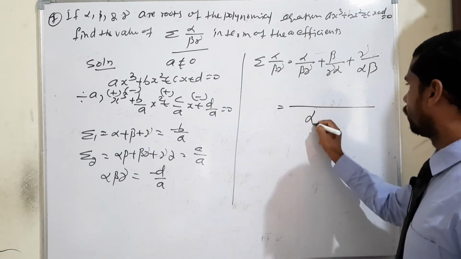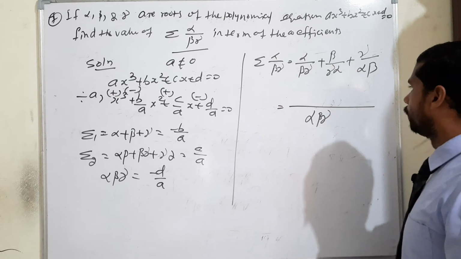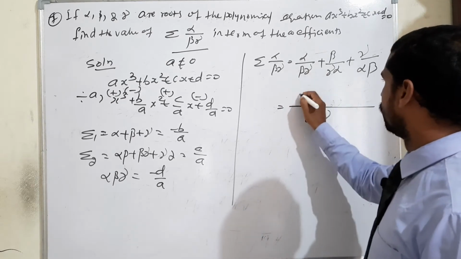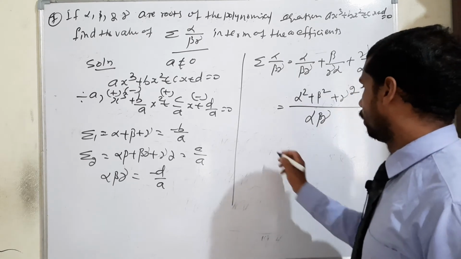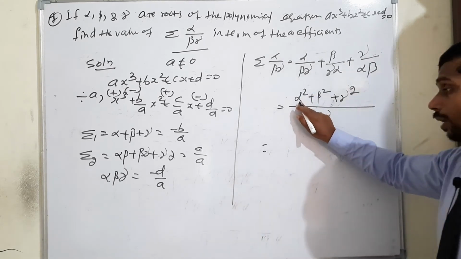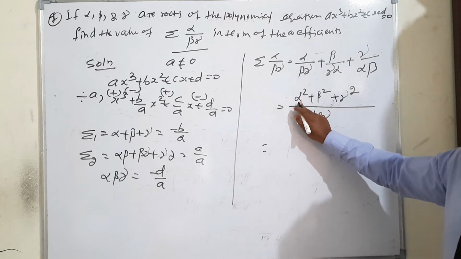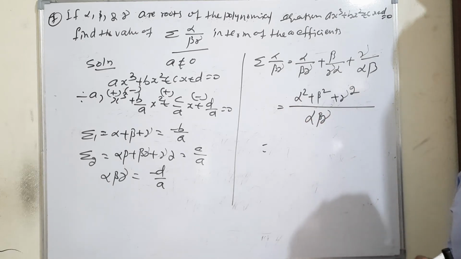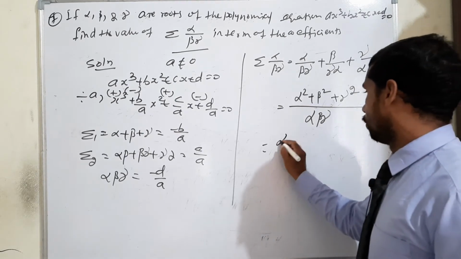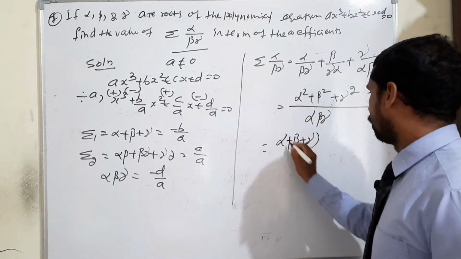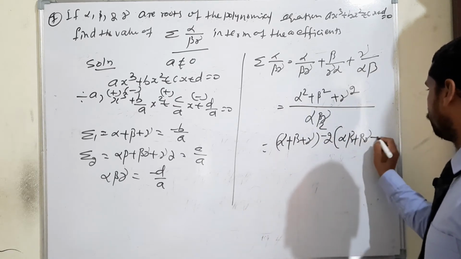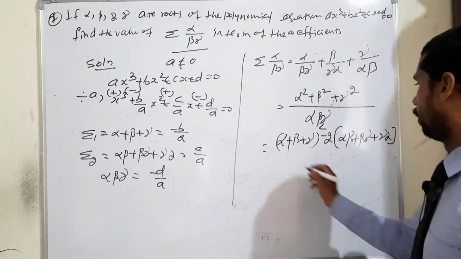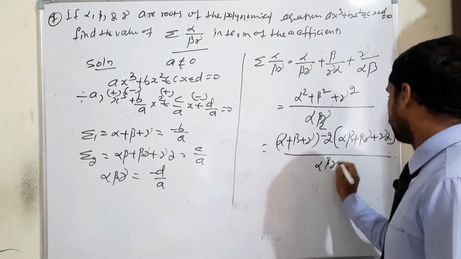Simplify now the denominator, alpha beta gamma. Numerator means alpha square plus beta square and gamma square. Now numerator, a square plus b square plus c square form, what do you have to do? a plus b plus c the whole square minus 2 of ab plus bc plus ca. So, alpha plus beta plus gamma the whole square minus 2 of alpha beta, then beta gamma, then gamma alpha, whole term divided by alpha beta gamma.